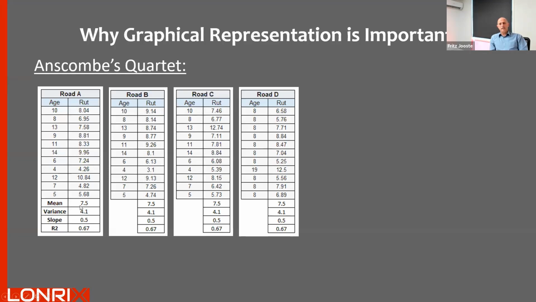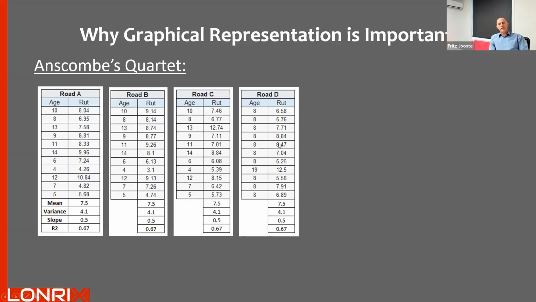But if you look at the mean values, you can see that they are all the same. The variance of the data is also all the same. And actually, you can calculate this not only for rut, but also for age. And you'll see they'll give you exactly the same answers. And even if you're going to do a regression, a correlation between these 2 groups, you'd find that all of them give you the same slope between age and rut, and the same R-squared, or coefficient of determination.